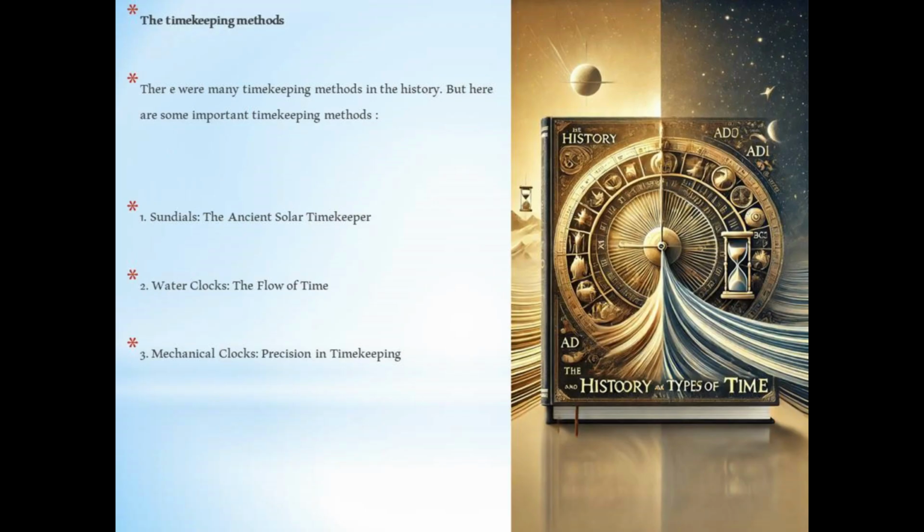Number 1. Sundials, the ancient solar timekeeper. Number 2. Water clocks, the flow of time. And number 3. Mechanical clocks, precision in timekeeping.